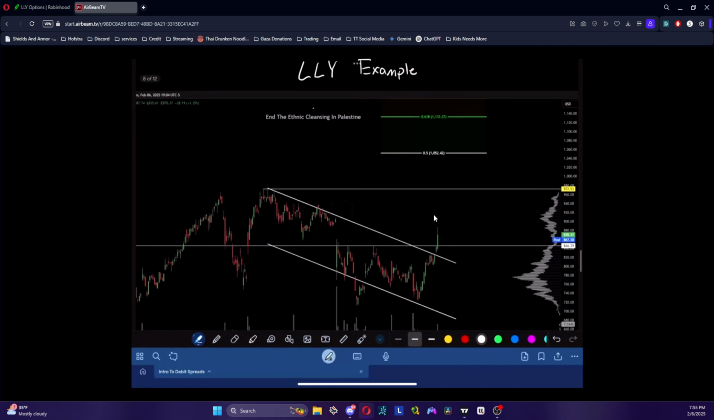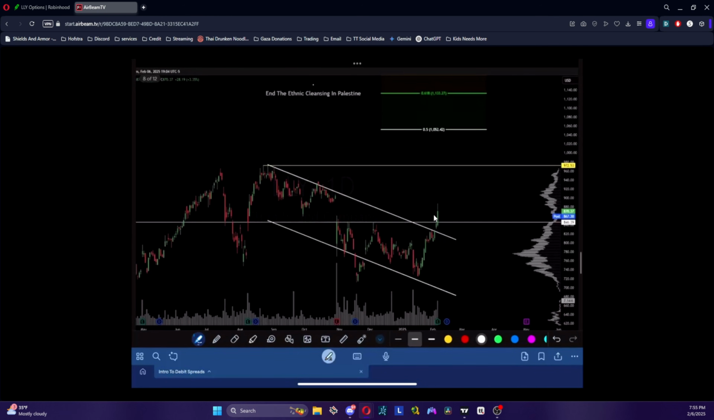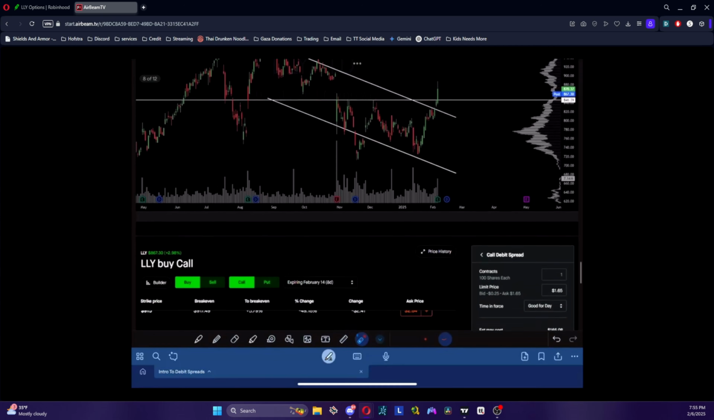Let's say, for example, we're looking at Eli Lilly. Eli Lilly finally broke out of this bearish channel, and it broke out with pretty decent strength because the earnings report was pretty great. So now, let's say we think it's going to go all the way to all-time highs. But you know what? Why risk it all the way there? So what we're going to do is look at the option chain for Eli Lilly.